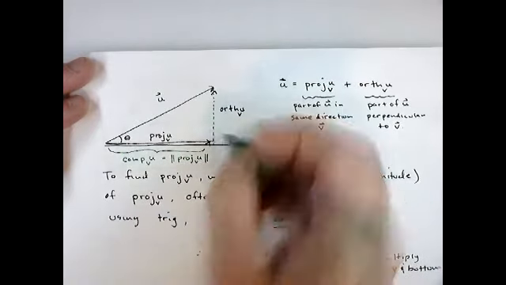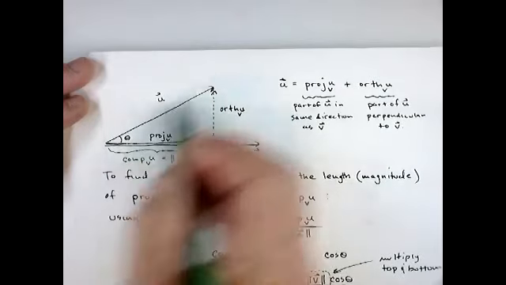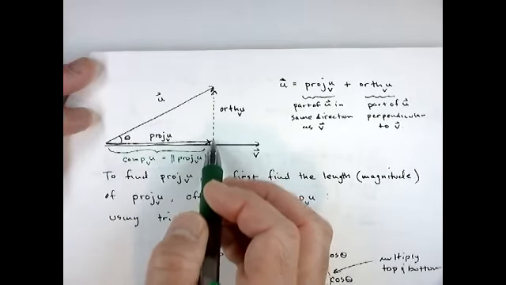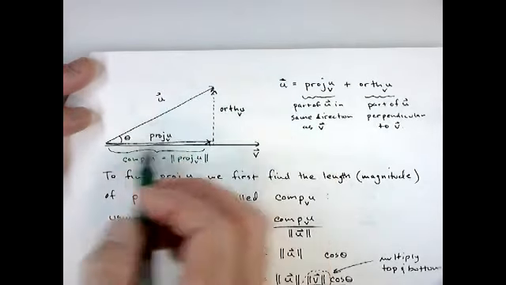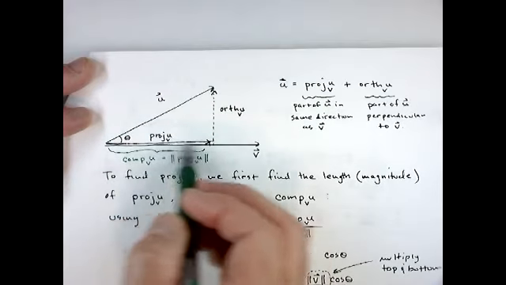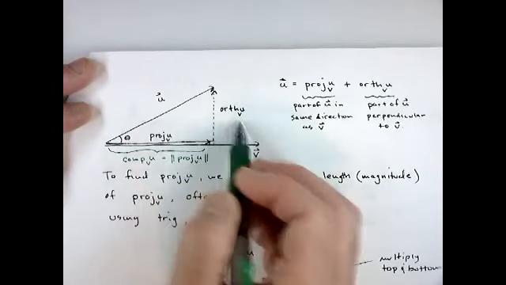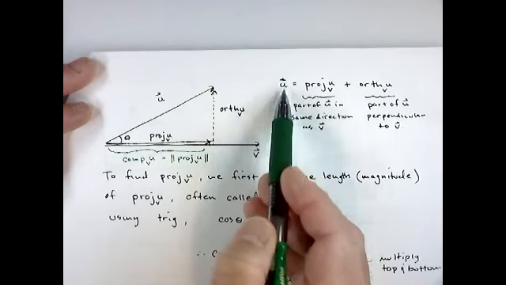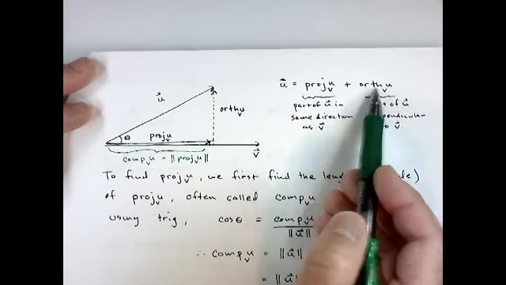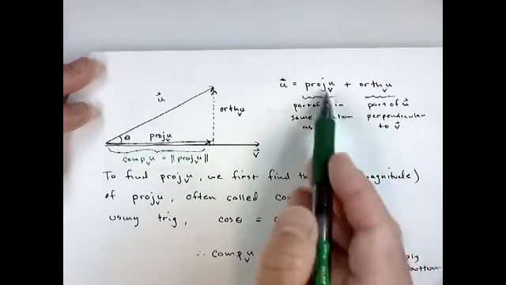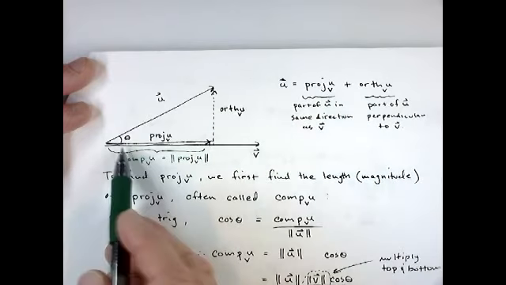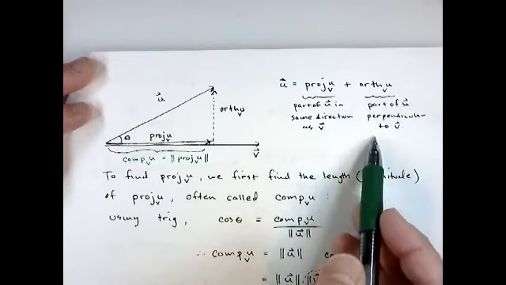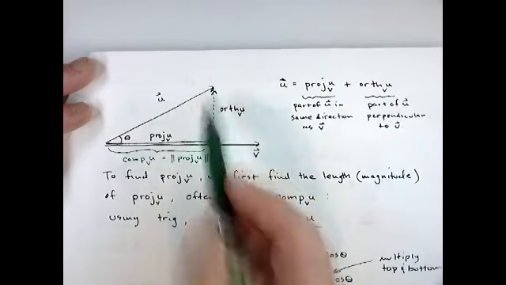Okay. And then we could write u as a vector parallel to v plus a vector that's perpendicular to v. Remember how we add vectors: the projection of u onto v plus, this would be called the orthogonal of u onto v, equals u. So you can think of the projection of u onto v as the part of u that's in the same direction as v, and the orthogonal of u onto v as the part of u that's perpendicular to v.